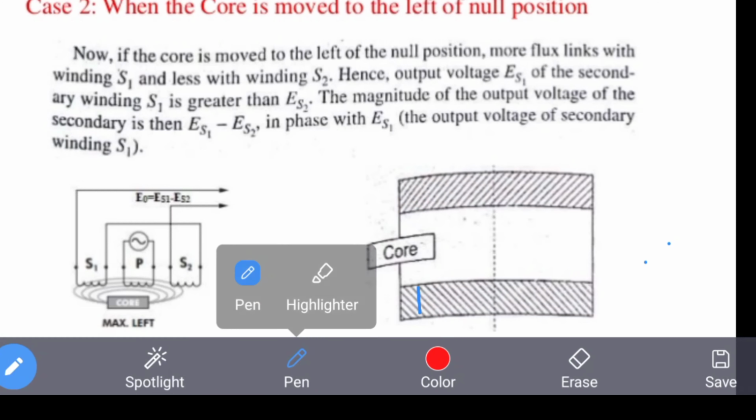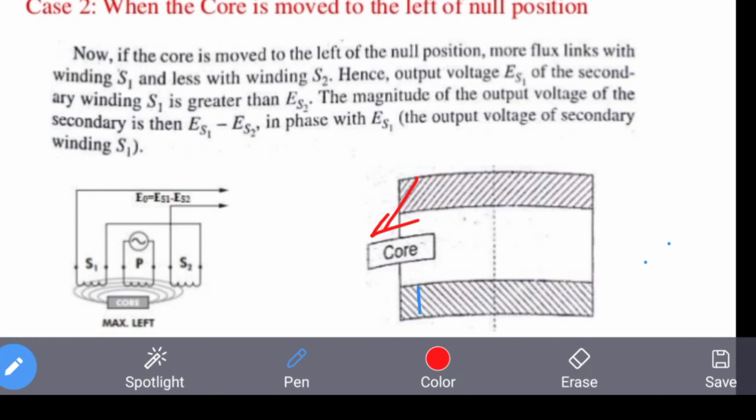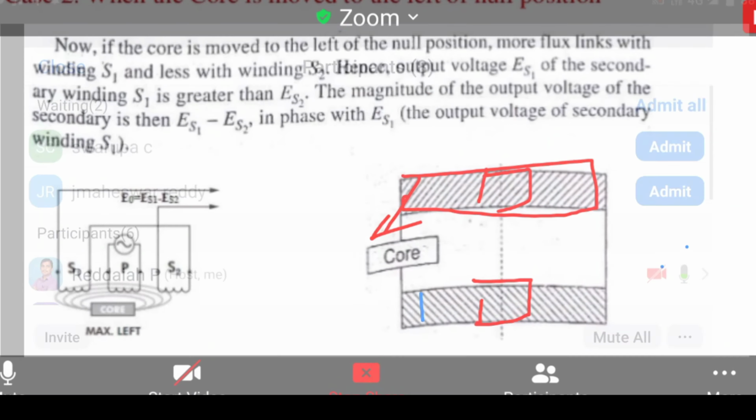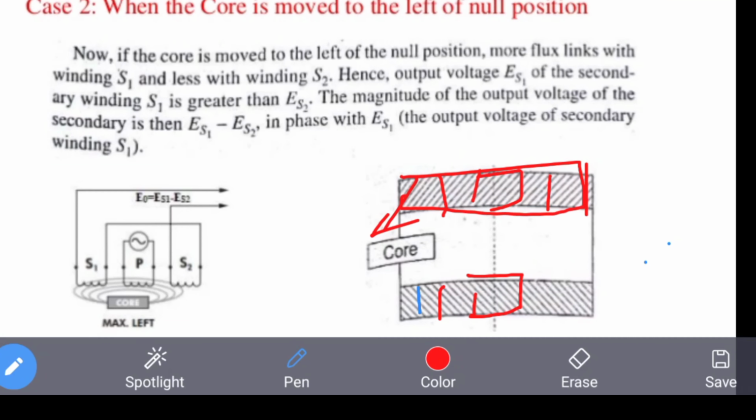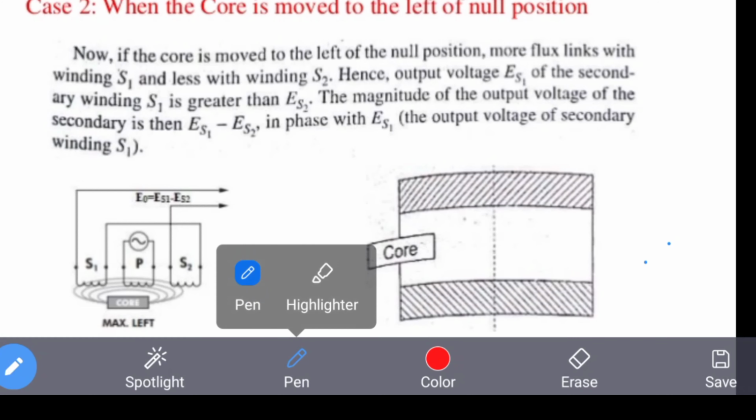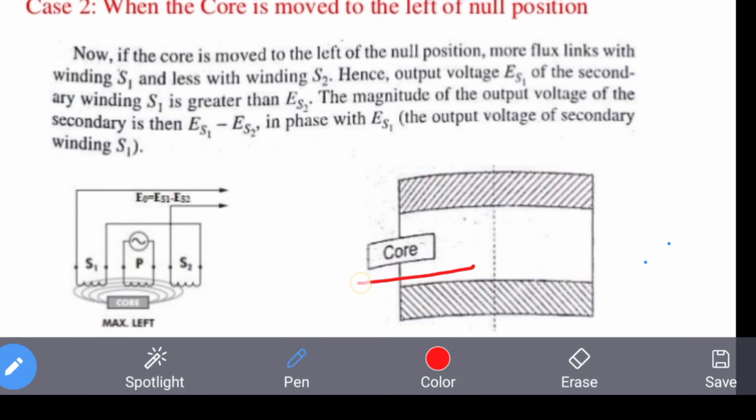Now the core is moved like this. Entire windings are represented as one winding, but two windings are there: primary winding here, and secondary winding 1 and secondary winding 2. For understanding purpose, we consider a small diagram. When the core is moved to the left of null position, this is the null position, 0 position. Assume that it is at the center of the primary winding.